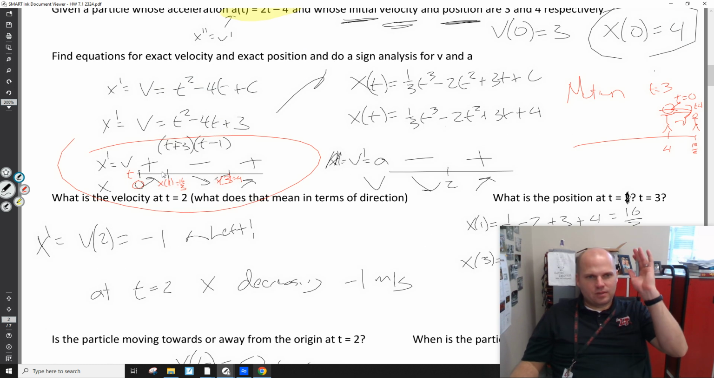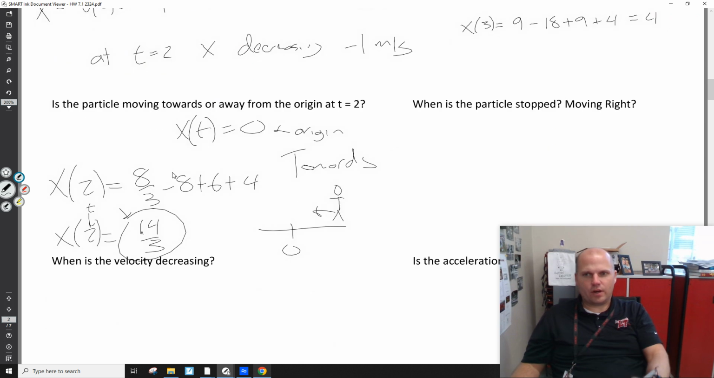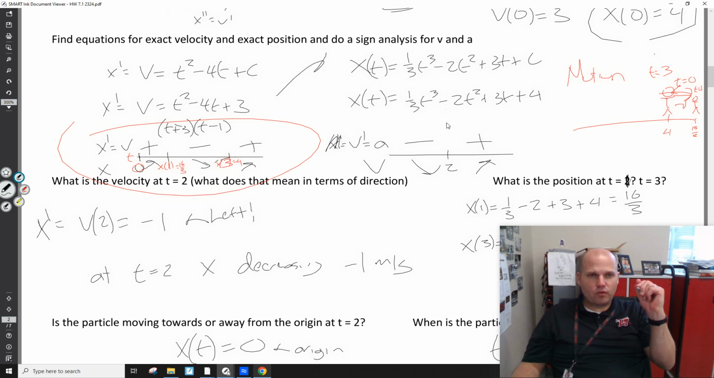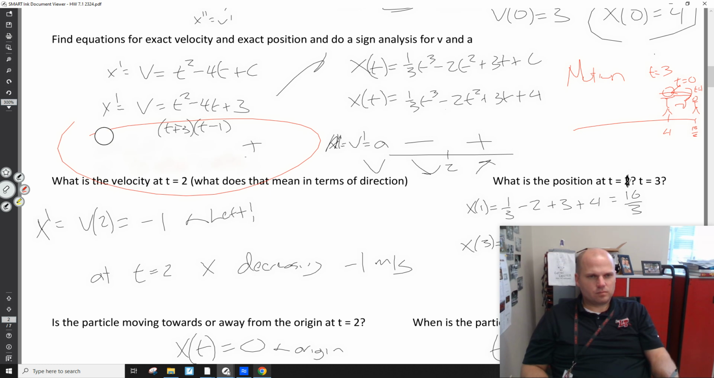Particle stopped when the position is neither increasing nor decreasing. That's when the derivative is 0. When your velocity is 0, that's at 1 and 3. Particle moving right when the position is increasing. I should have just drawn this better. I mean, it doesn't matter now.